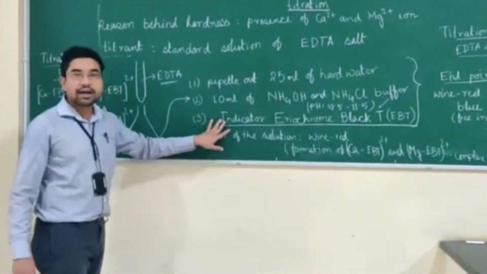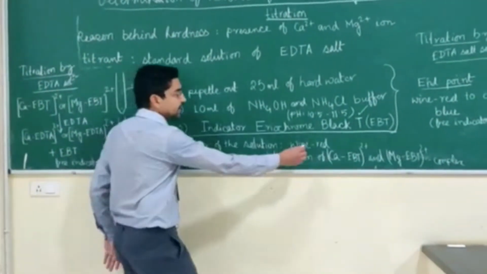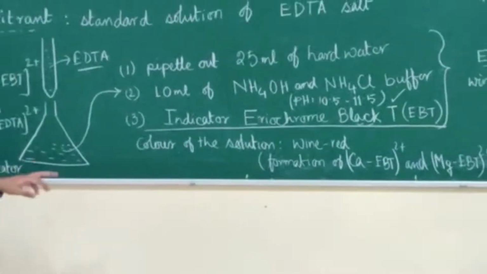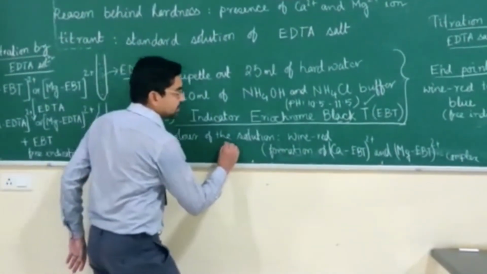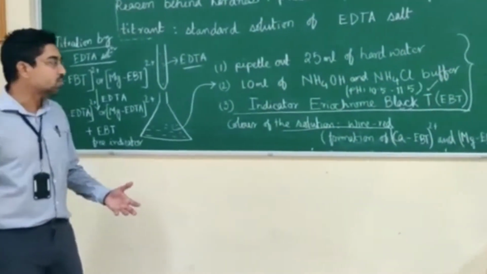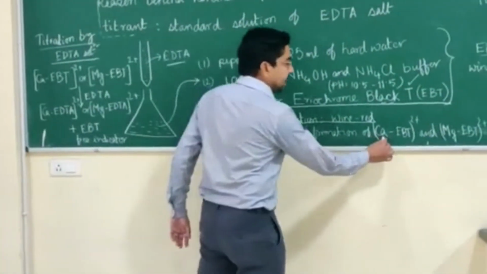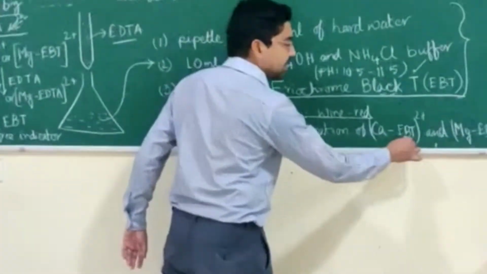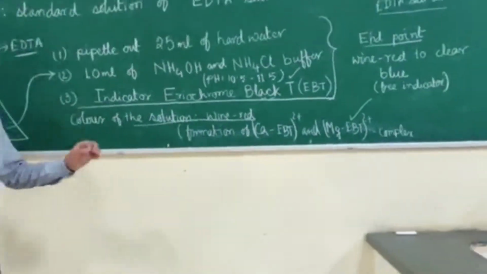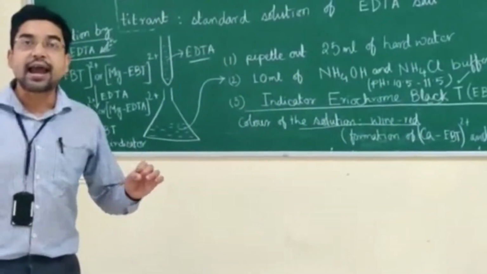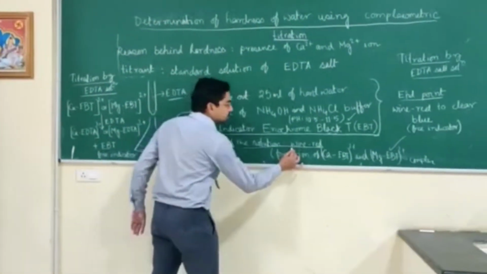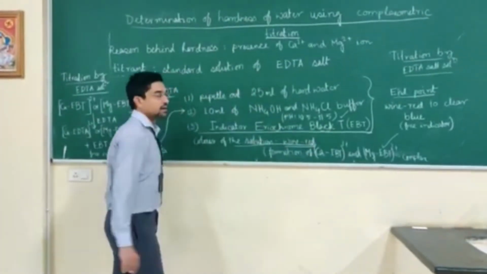Next, we are adding one indicator. The indicator is Eriochrome Black T. So when we add the indicator, the color of the solution becomes wine red. Why is the color wine red? Because calcium and magnesium form complexes with the indicator, that is the calcium-indicator complex and the magnesium-indicator complex. As a result, the color of the solution becomes wine red.